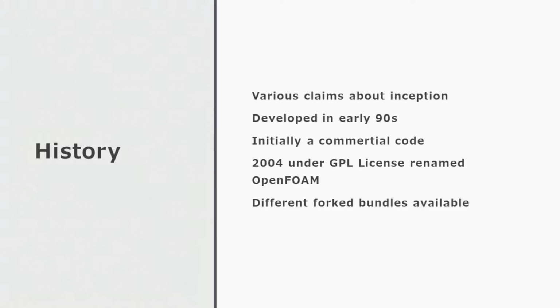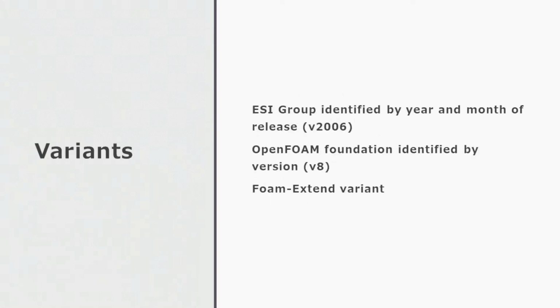Though there are various claims on the inception of the FOAM project, the development of FOAM can be pinned to the early 90s. Initially, it was a commercial code. It was later converted to a GPL license in 2004 and renamed OpenFOAM. At present, various fork projects of the initial FOAM project are widely available, and the predominant bundles are variants developed by ESI group, identified by year and month of release. For example, the latest version while recording this video is V2006, that is the version released in June 2020.